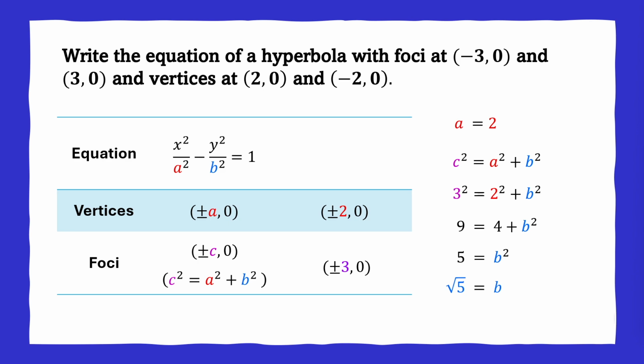With a being 2, a squared is 4, and b squared is 5. We can now write the equation of the hyperbola. x squared divided by 4 minus y squared divided by 5 equals 1.